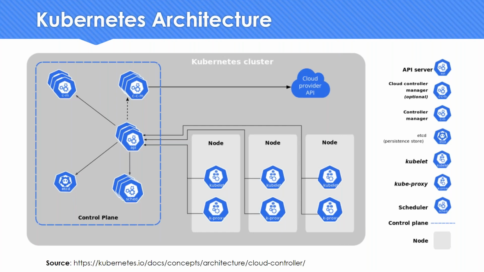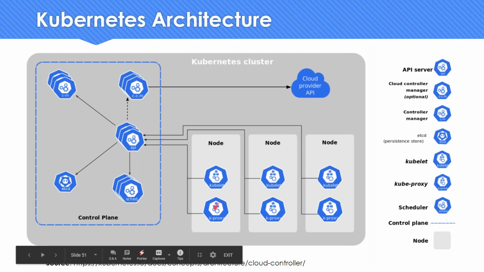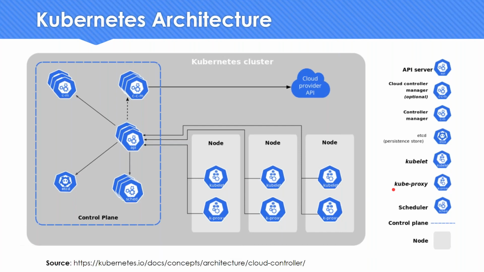And the last component is called kube-proxy, which is basically for handling all the networking part. So you have kube-proxy, kubelet, and the API server. These are the most important components. The remaining is not important for us. And this is the architecture.